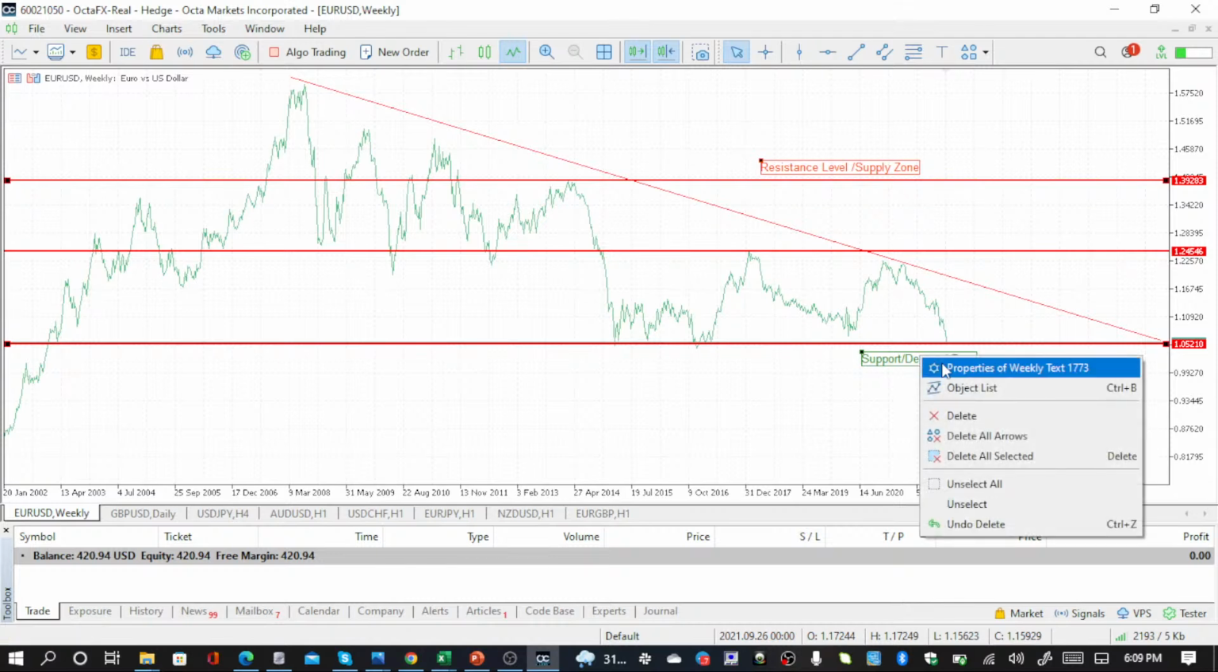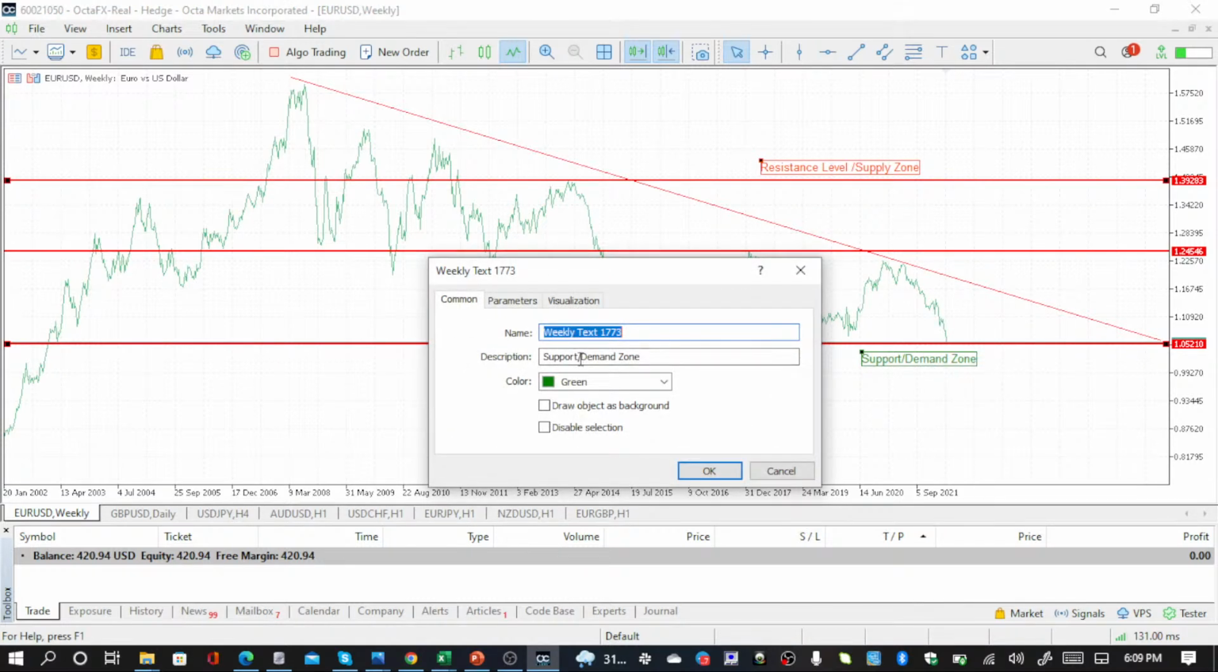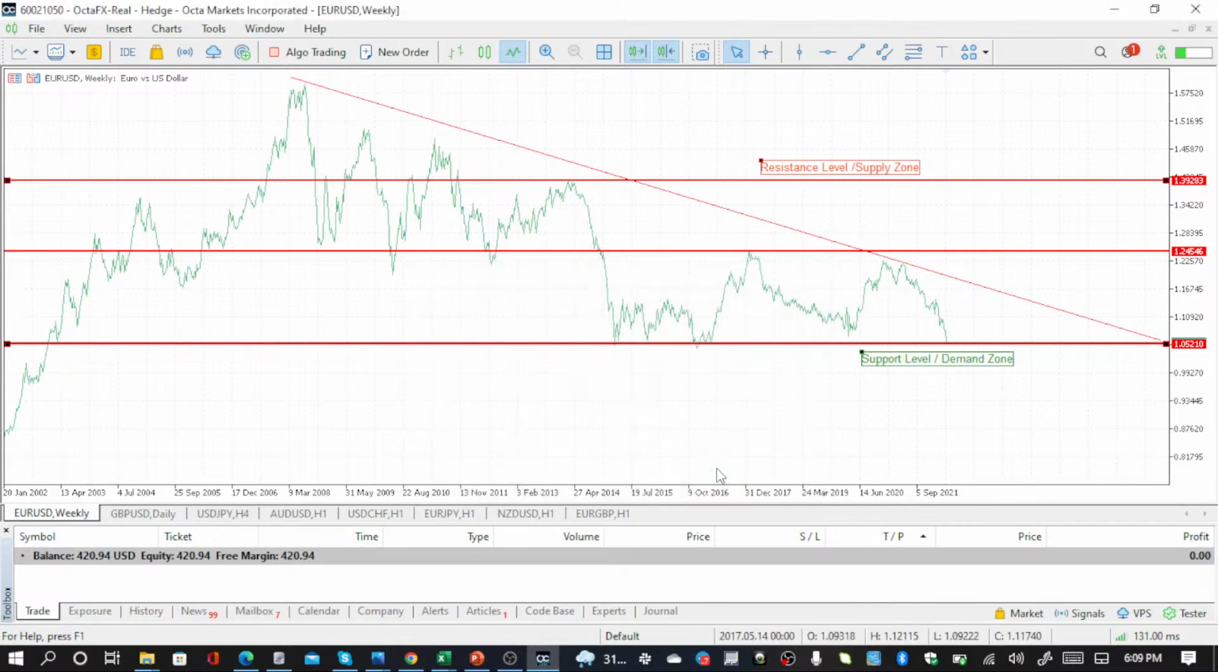Here we can call it support level or demand zone. Now, you can see what I wrote here. This is supply, this is support level. We call it demand zone because at this level, buyers are willing to buy.